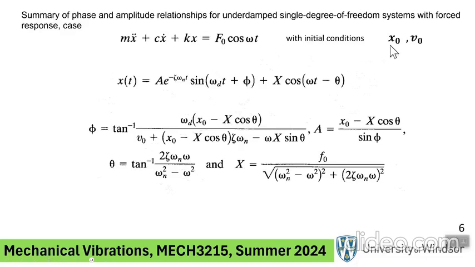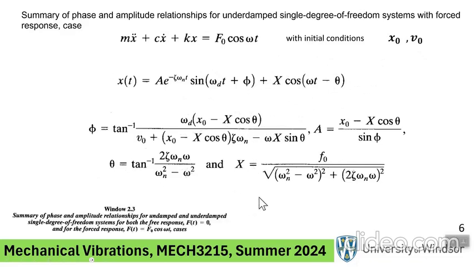In their expression, you will have x naught and v naught, obviously, and you will have things which are inherited by that steady state response right there, big X and theta. It's going to be there. Big X and theta are not unknowns, they're right here. All right, this is coming from Inman's window 2.3 in his book. In his book, he has summary of the stuff, and he calls it windows.